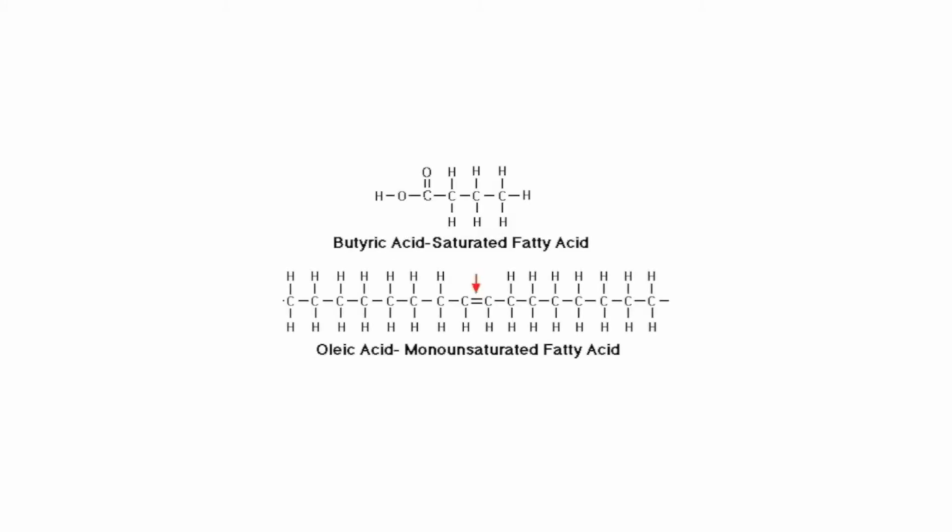A trans fat is a type of fat, specifically an unsaturated fat, with respect to the number of hydrogen in it. This just means that an unsaturated fat doesn't have the maximum number of hydrogen it could possibly fit in it. In oleic acid, we could fit 2 more hydrogen where the red arrow is pointing.